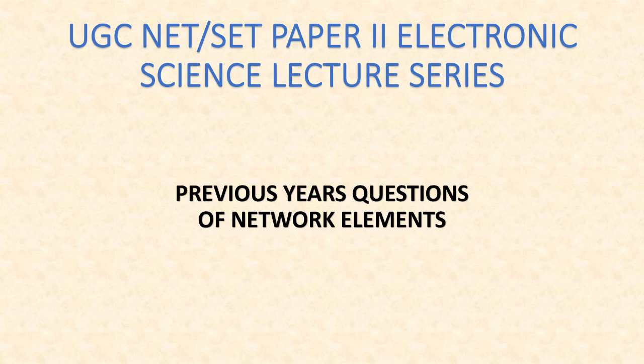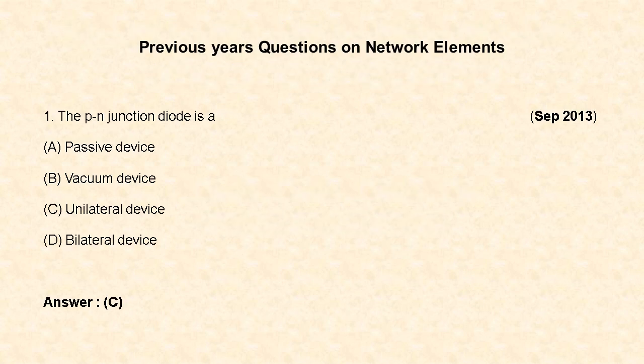In this video, we are going to see the previous year's questions on network elements. First question, the PN junction diode is. This question was asked in September 2013. Option A, passive device. Option B, vacuum device. Option C, unilateral device. Option D, bilateral device. We know that the PN junction diode can conduct current in only one direction. So it is a unilateral device.